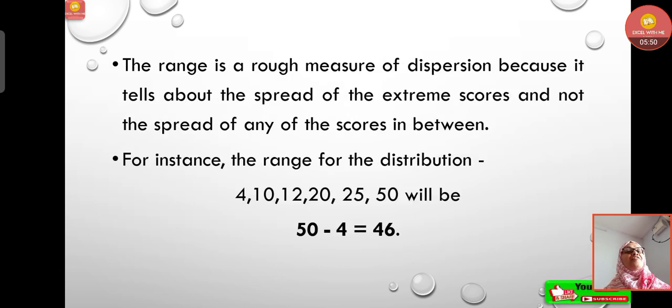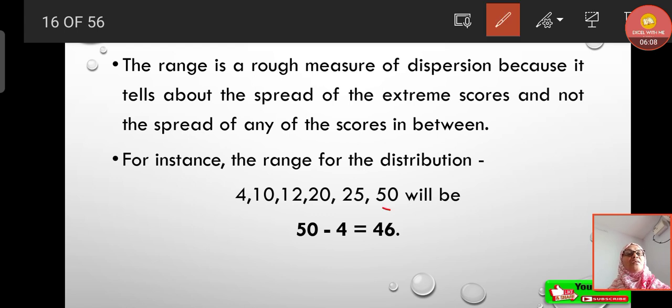The range is a rough measure of dispersion because it tells about the spread of the extreme scores and not the spread of any of the scores in between. For instance, the range for the distribution given here: 4, 10, 12, 20, 25, 50. 50 is the largest, the highest score, and 4 is the lowest. So highest minus lowest gives the range as 46.